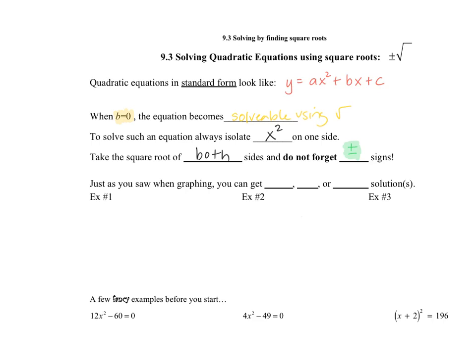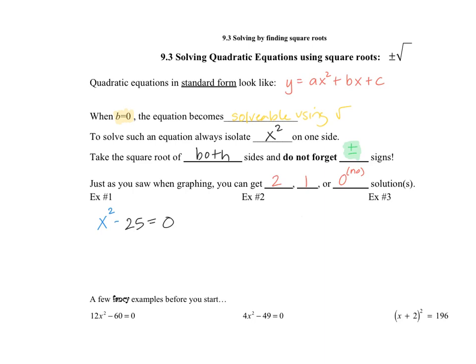Now, just as we saw with graphing, it is possible to get 2, 1, or 0, no solutions. So we're going to just try a boring problem that you will know the answer to right off the bat, which is x squared minus 25 equals 0.